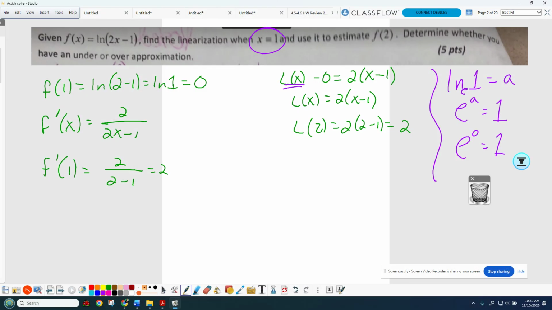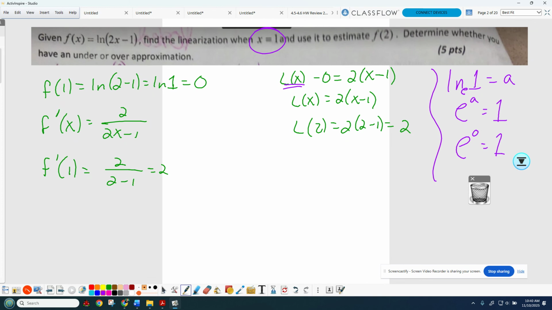And really, to me, the way the textbook does it, linearization is just the tangent line, but we actually solve for y this time. And they call the y L of x instead of y. y minus the y value equals slope times x minus the x value. Then it says, use the linearization to find your approximation at 2. Okay. I got 2.